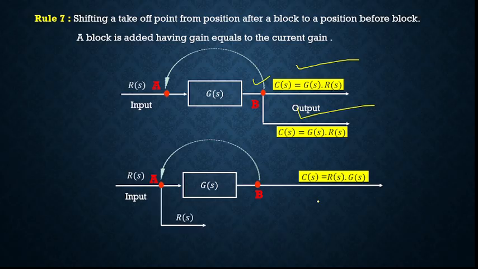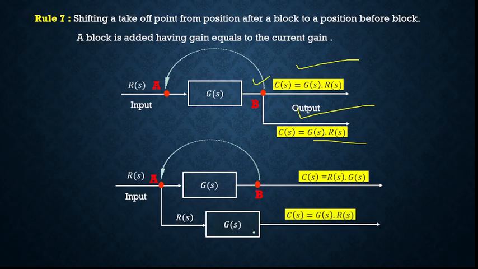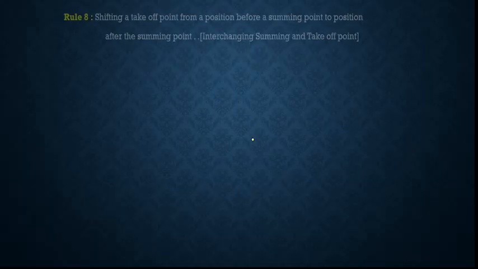Let us draw this. So we have drawn this as R(s). This is the takeoff point. So here I am going to get R(s). What we want here? It should be R(s) into G(s). So what we'll do? We'll multiply with the current gain of the system. This is again another multiplier we are adding. So this is C(s) is equal to G(s) into R(s), which is the expected output when the takeoff point after a system block is shifted to a point before the system block. So this is shifting of the takeoff point.